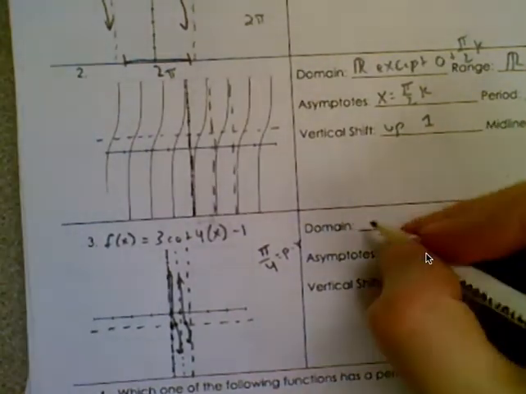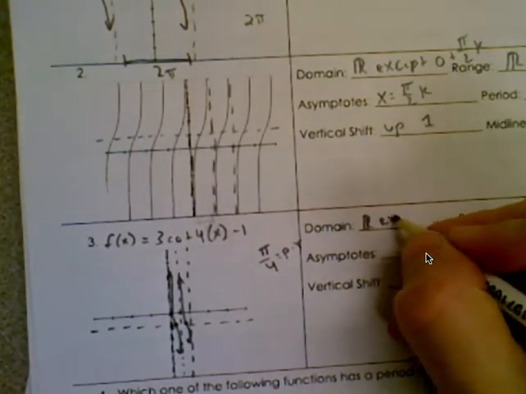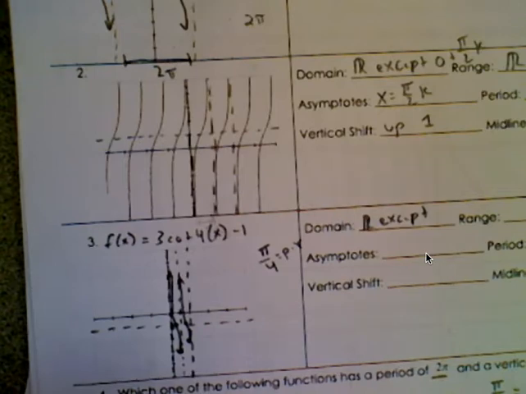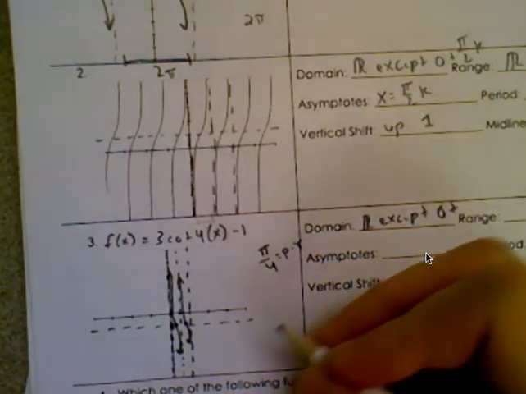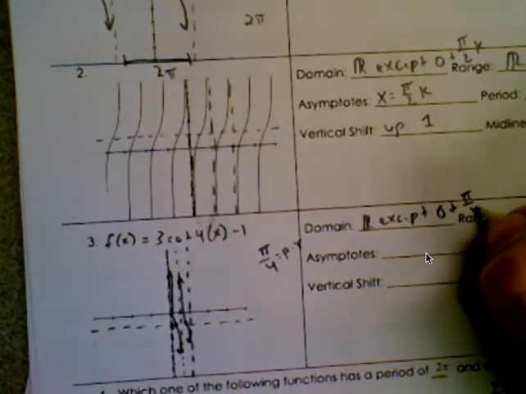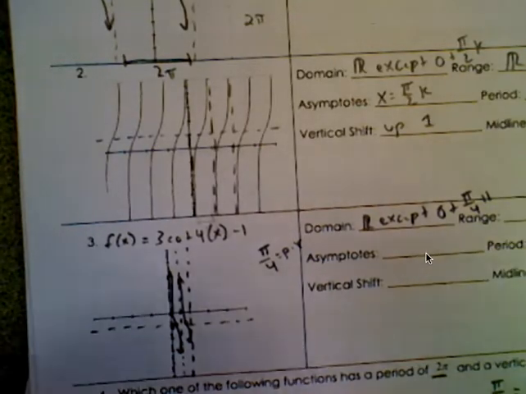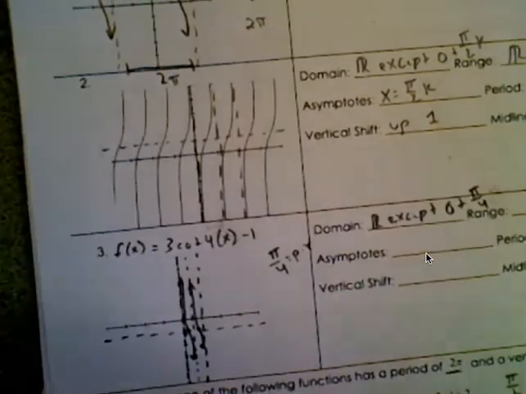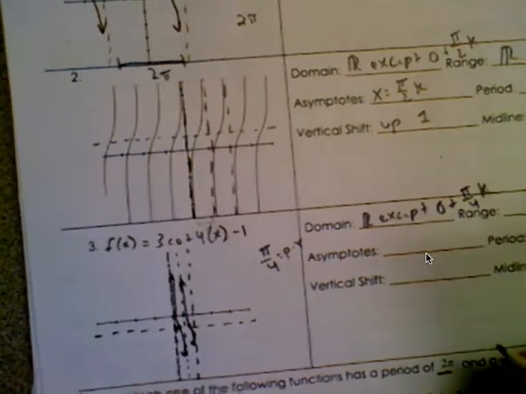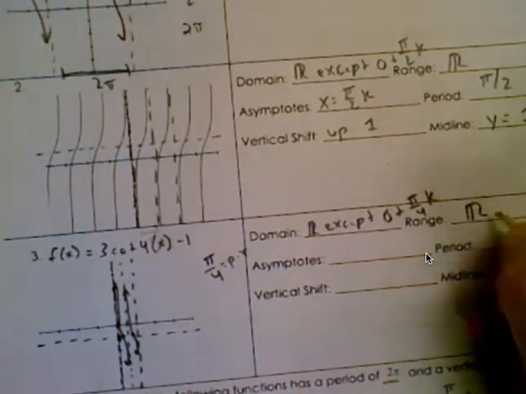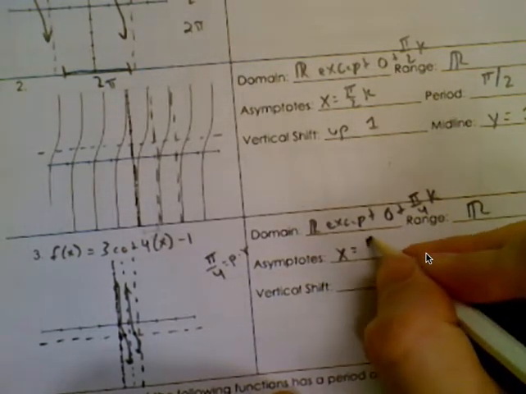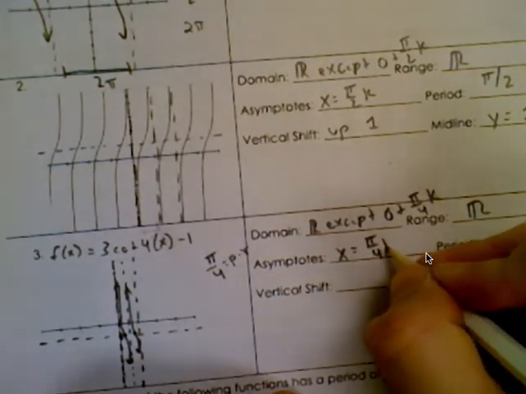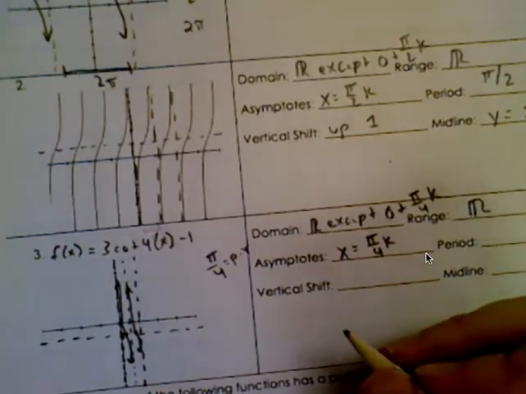The domain is all real numbers except, well, it's going to exclude all the asymptotes. The first one's at 0, and then they appear to be pi over 4 apart. So plus pi over 4k. The range is always all real numbers for these. The asymptotes, we said, were the same as the exclusions from the domain. And I'm going to drop the 0 because it doesn't matter.